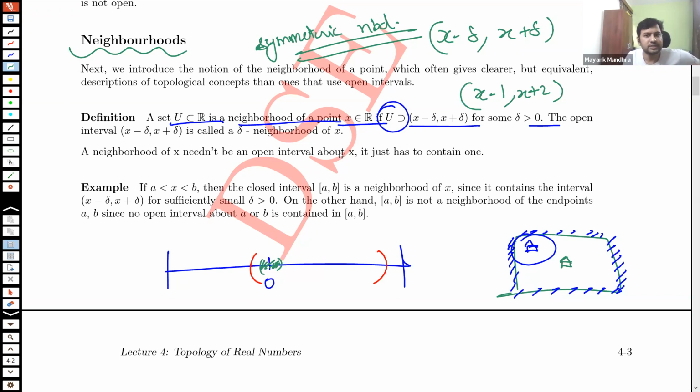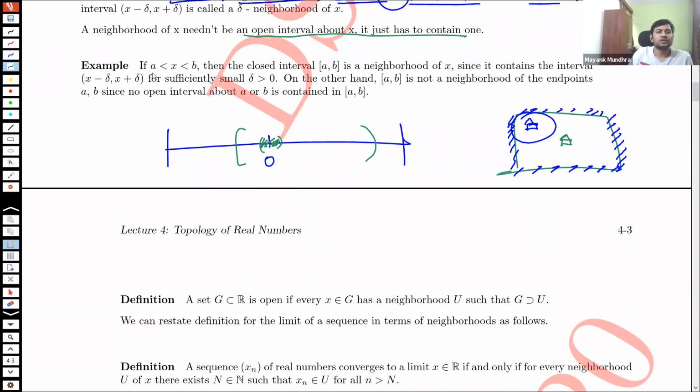All right. In the next example, a neighborhood of X needn't be an open interval about X. It just has to contain an open interval around X. Okay, so it need not be open. A neighborhood could be a closed set also, or it could be like this also. It need not be an open set. A neighborhood is anything that contains an open set which contains the element. So one example is for X between A and B, the closed interval A to B is a neighborhood of X since it contains the interval X minus delta to X plus delta.